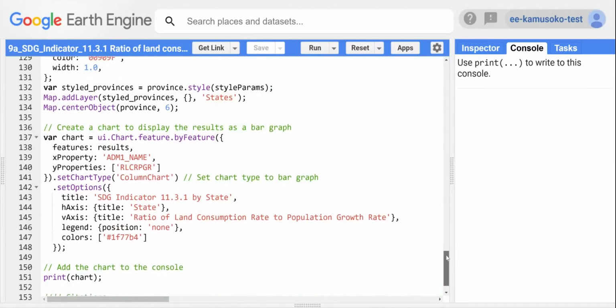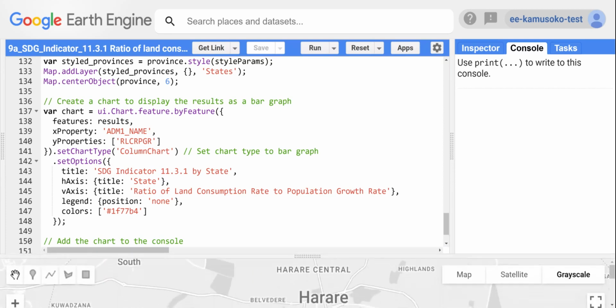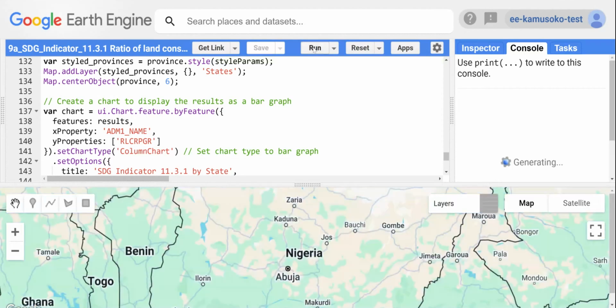Right, this is the code. So here I've got the citations for the two data sets that we have used for the impervious surface layers and the land cover. So you can read these two papers to get more insights. Okay, so let's just run the code and then see the results.